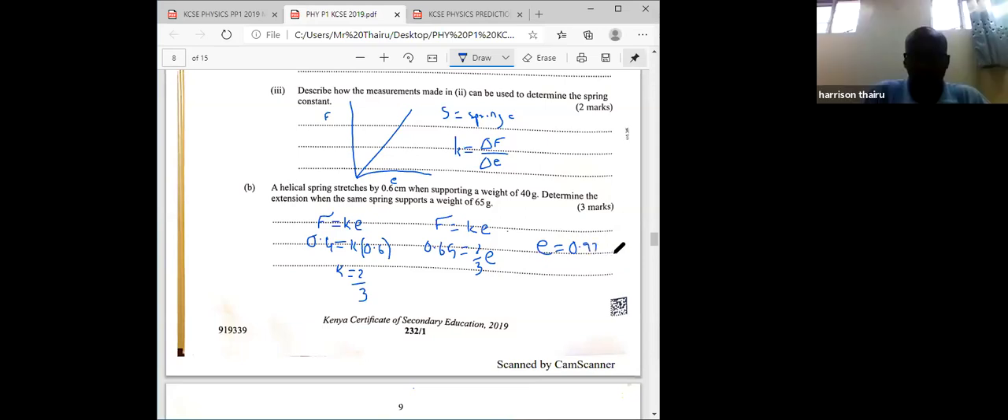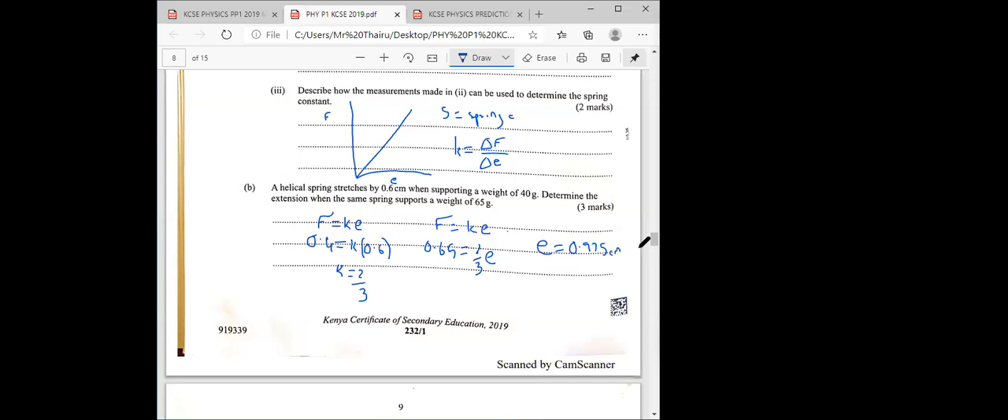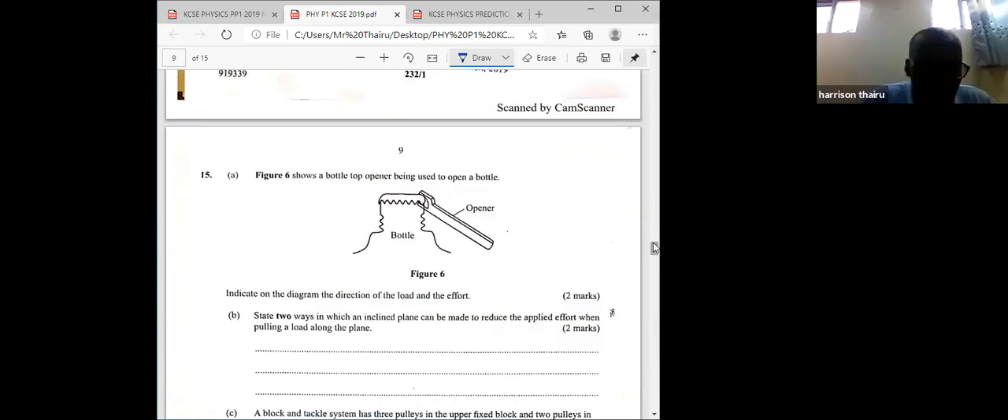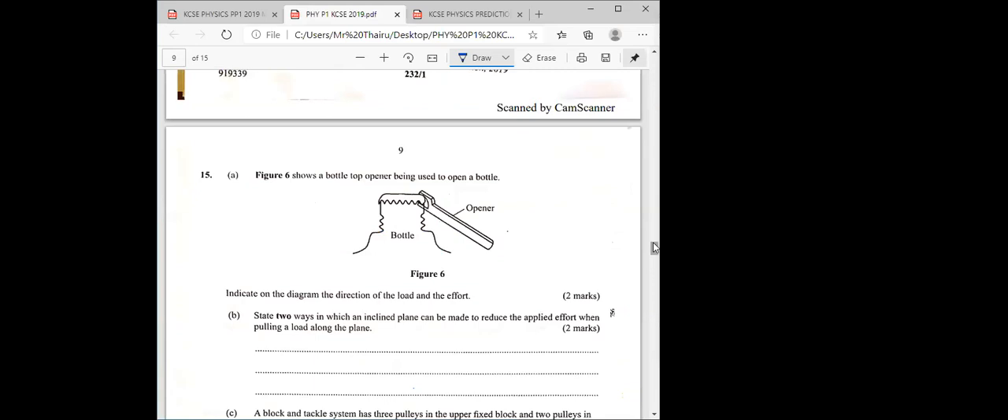Correct. So that becomes our final answer. Then we can move to the next question. Figure 6 shows a bottle top opener being used to open a bottle. Indicate on the diagram the direction of the load and the effort.